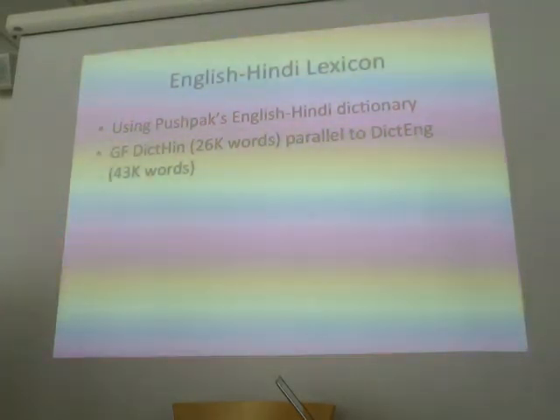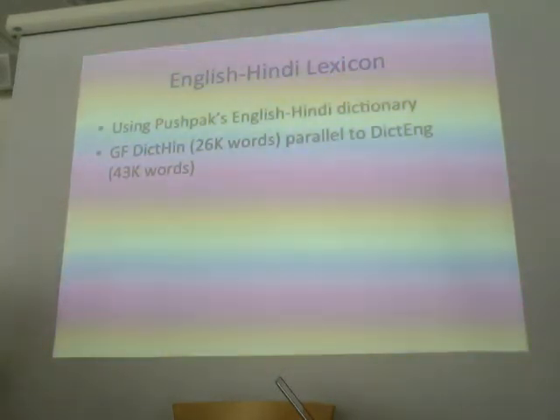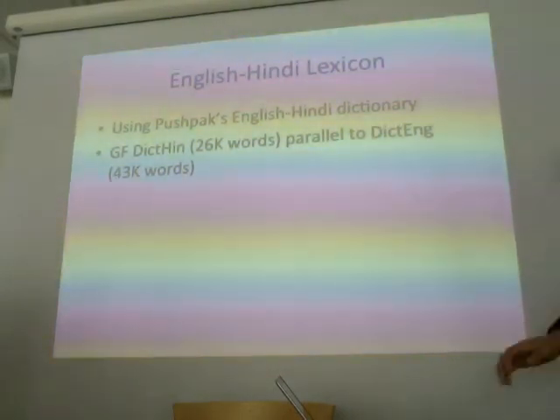But this dictionary is not full yet; the coverage is not complete. We have about 43,000 words in our English dictionary, but the parallel Hindi dictionary that I produced from the Pushpak dictionary has about 26,000 words.